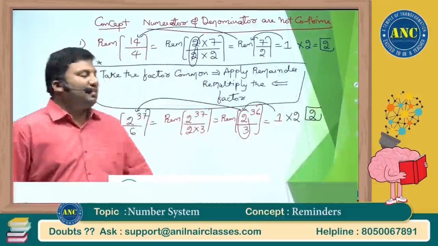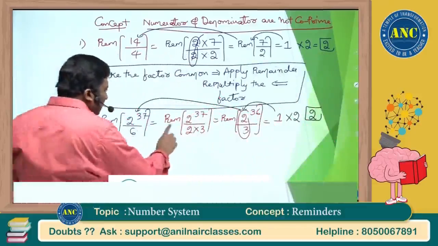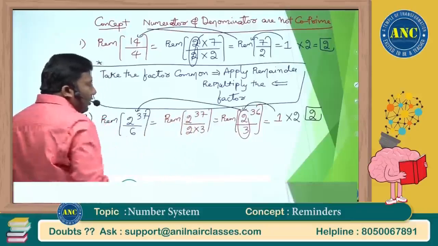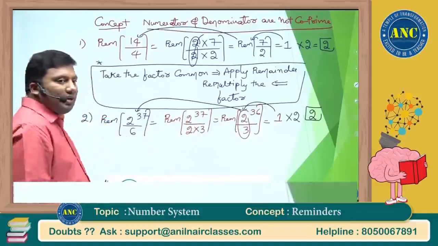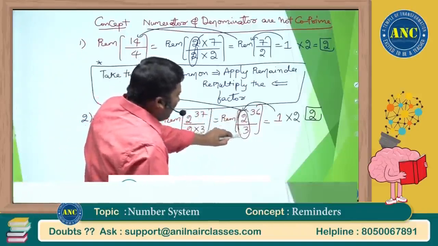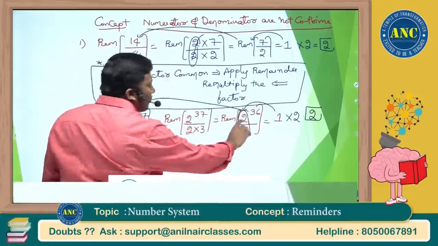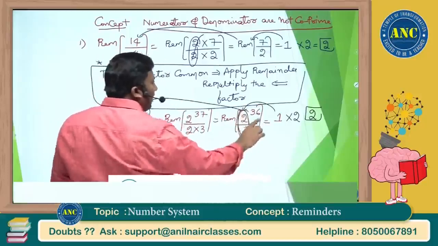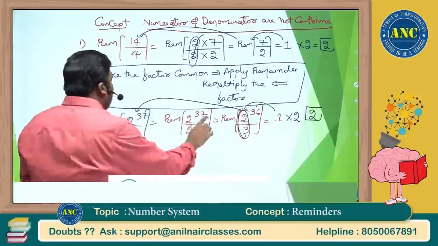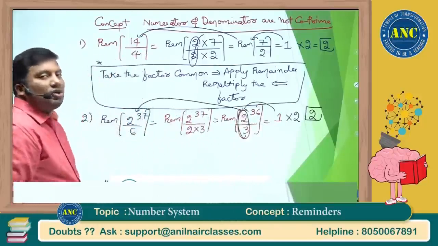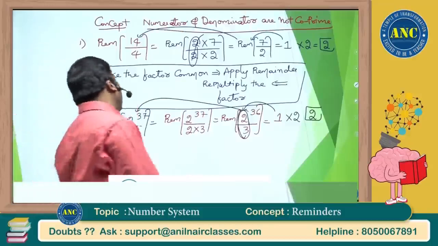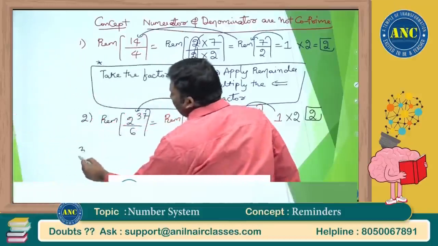2 power 37 divided by 6. 6 is 2 into 3. 2 power 37 divided by 2 is 2 power 36. 2 power 36 by 3. 3 ones are 3. Negative remainder is minus 1. Minus 1 power even is plus 1. 1 is the answer for 2 power 36. But I want the answer for 2 power 37. So multiply it by 2. 1 twos are 2.